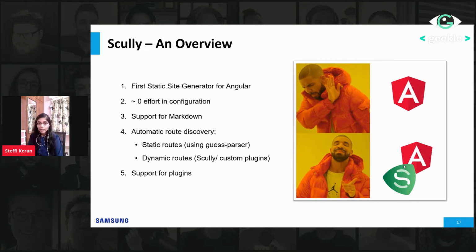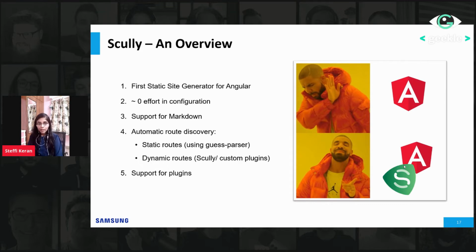For static routes, the well-defined routes which are not dynamic, Scully makes use of Angular's route config as well as Guess Parser. Guess Parser is a machine learning tool using which Scully can extract all the routes in your Angular application. And when it comes to dynamic routes, Scully has inbuilt plugins, and you can also write your own custom plugins, whereby all the dynamic routes are discovered.